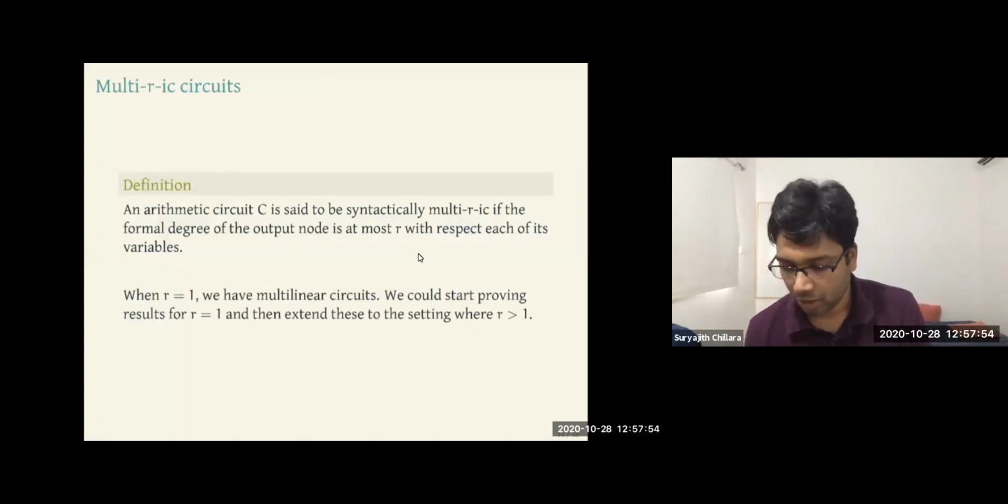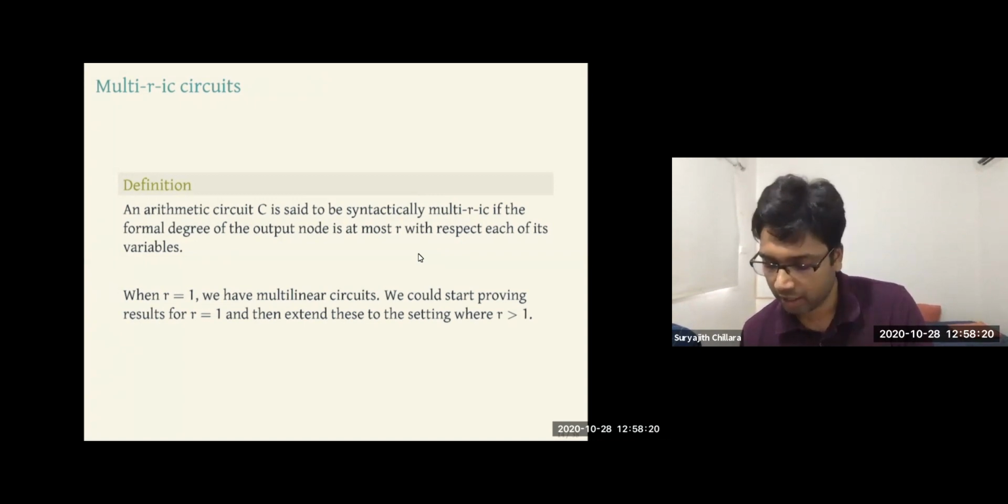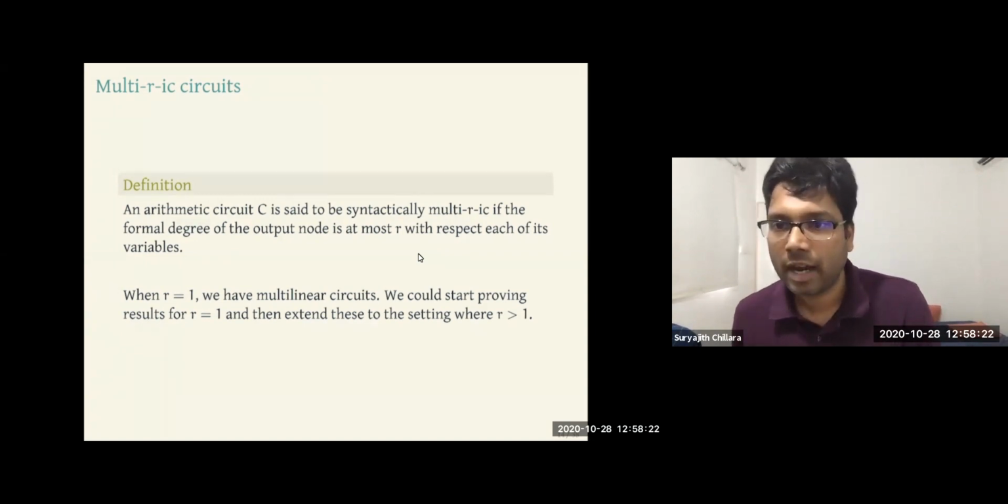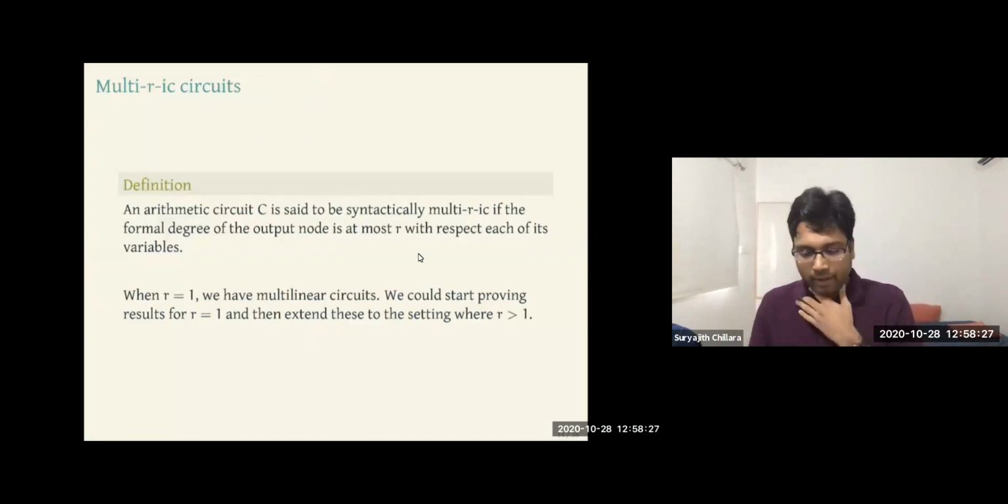For a start, you can fix the value of r to be 1. That means we are computing multilinear polynomials by multilinear circuits or multilinear formulas. And then once we have good results when r is equal to 1, we can start proving results when r is greater than 1. So you learn from a restricted setting, and then you keep on relaxing your restrictions until the general model. So this is the study.